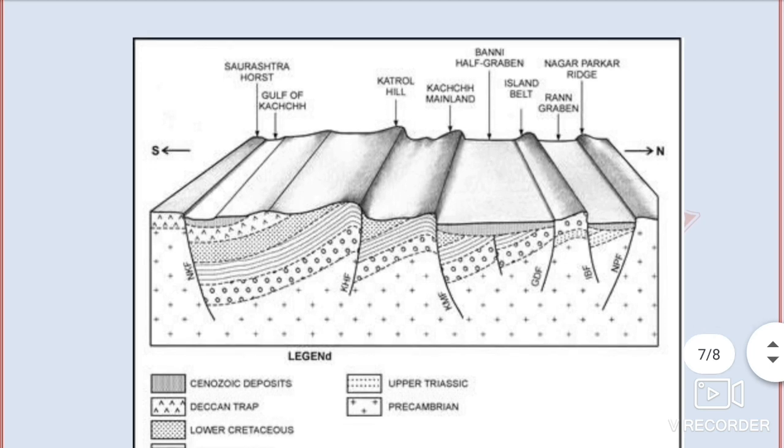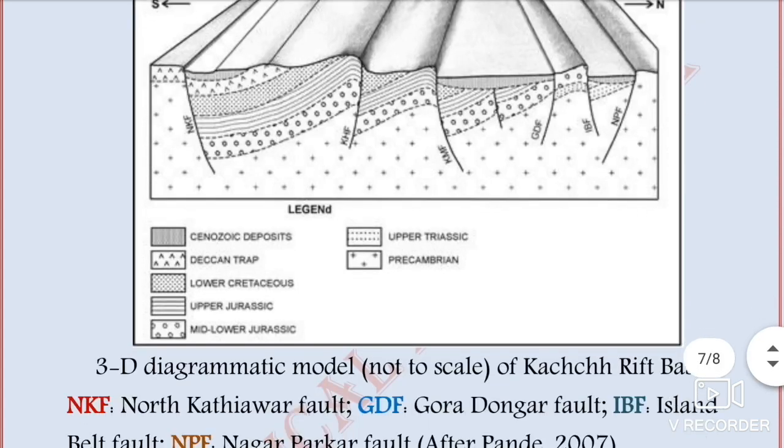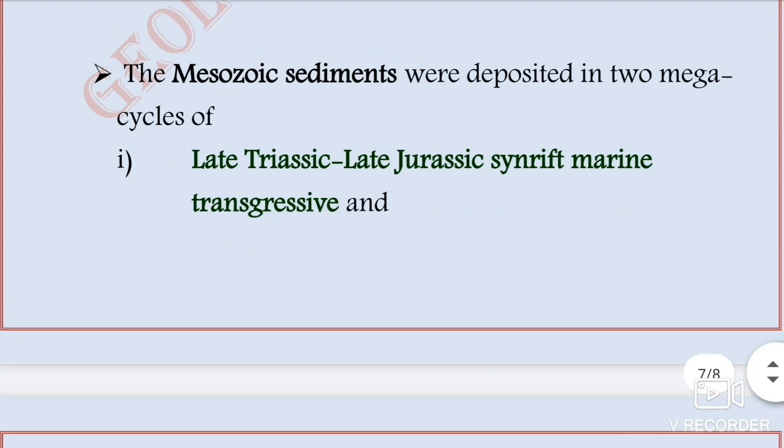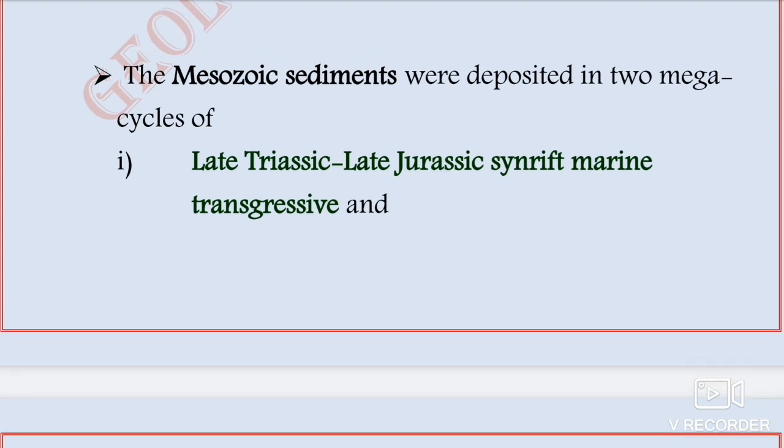So as you can see, the north-south trend of the rocks, the Saurashtra horst, the Gulf of Kutch, the Katrol hill, and the Bani half graben or the Kutch mainland, and the Nagar Parkar ridge and Rann graben. Okay, so these are the abbreviations used in the diagram. And the Mesozoic sedimentation was deposited in two mega cycles.